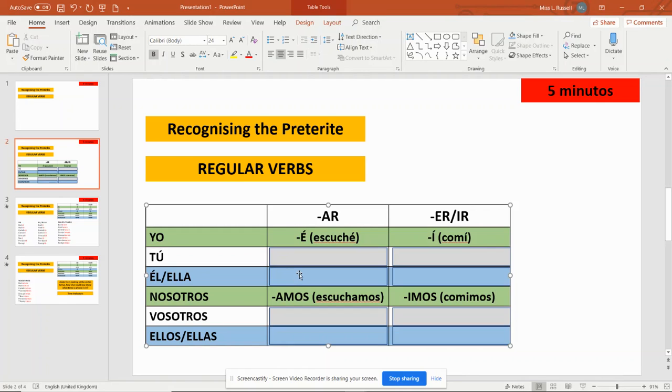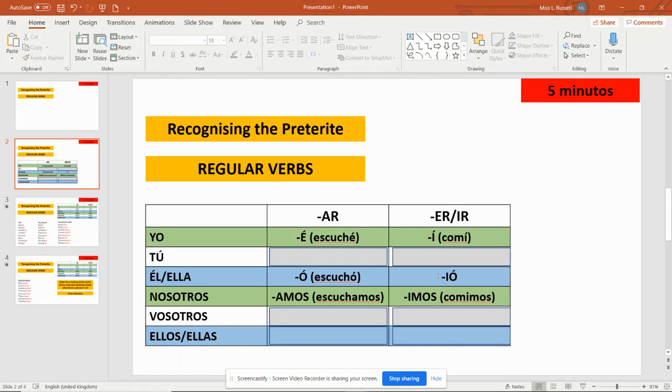If we're looking at the blue ones, so this is what the ending would be for an AR verb in the él or ella form. So if the verb ends in ó with an accent, for example, escuchó, that would be past tense for talking about he or she. So él escuchó la música, he listened to music.